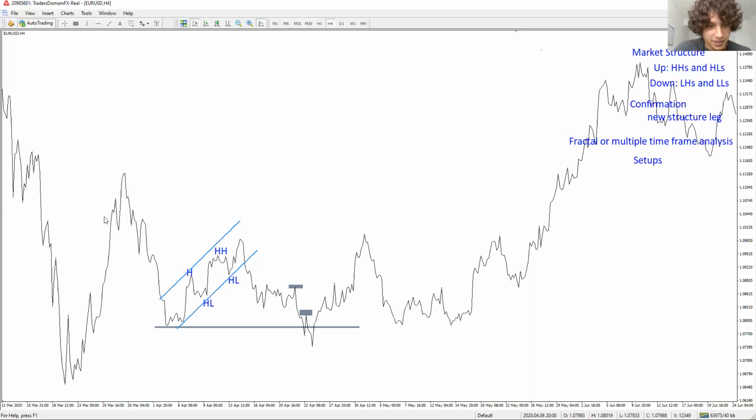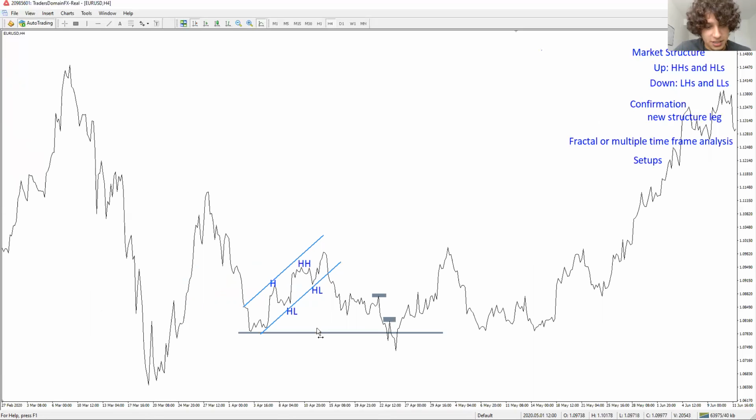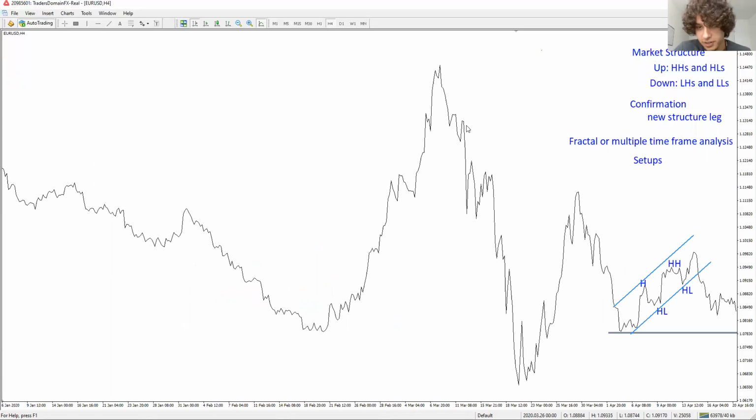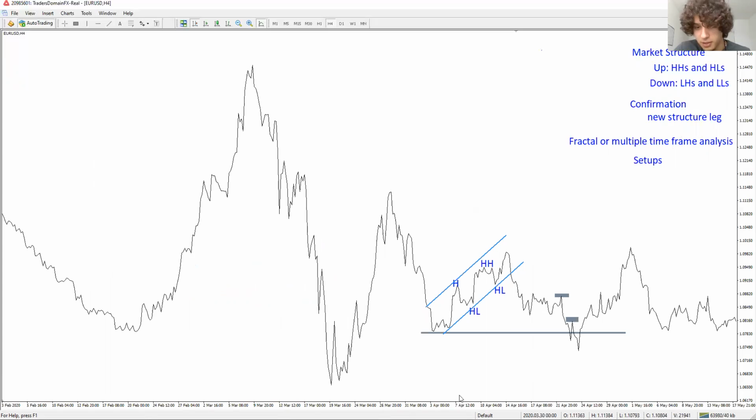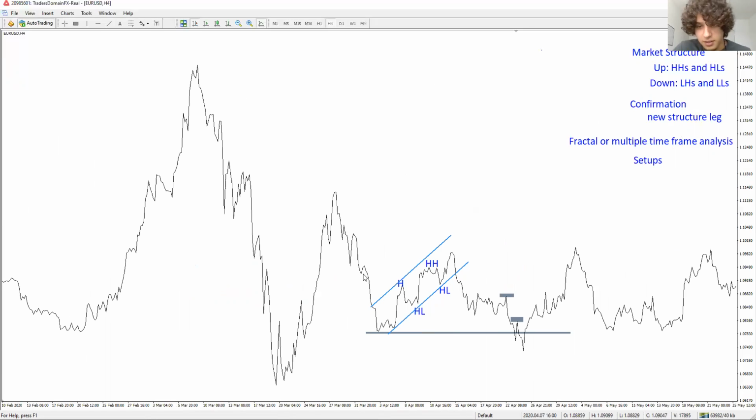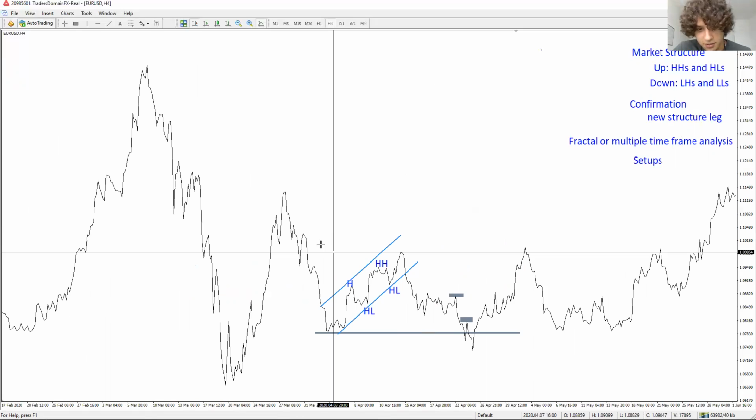So price, it looks like the bigger picture is that price is going down. This could have been a lower high on the big picture for a new lower low, right? Seeing how this was a high and price broke down, came up. See this area here? There's a high here, there's a low here.